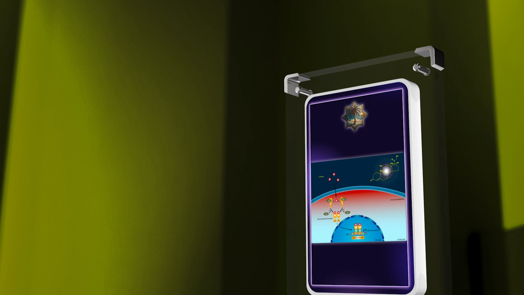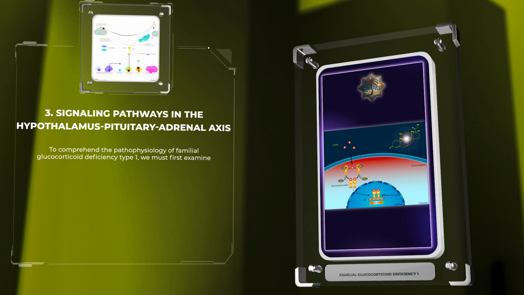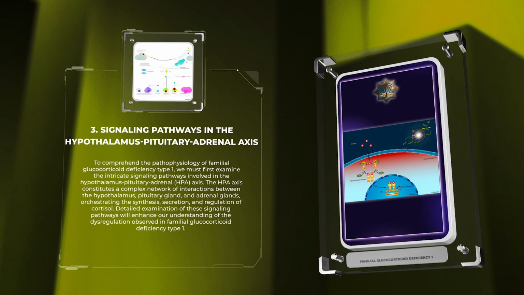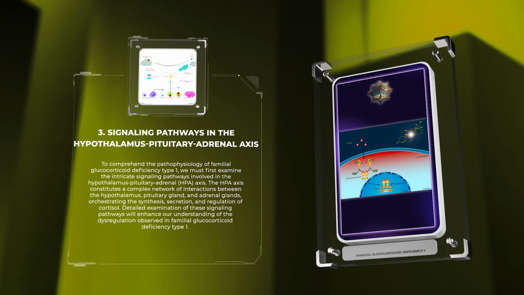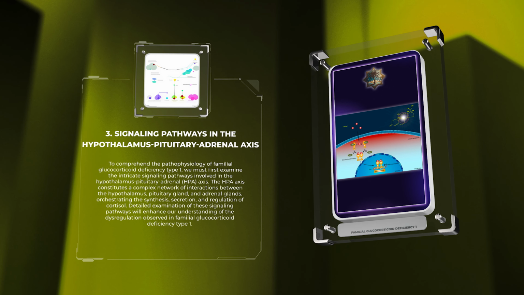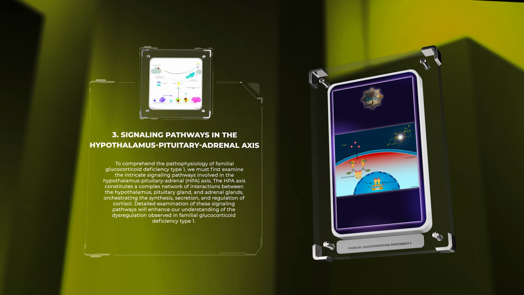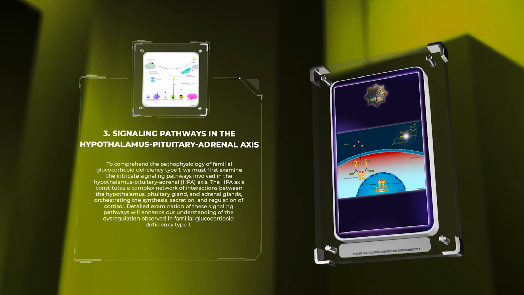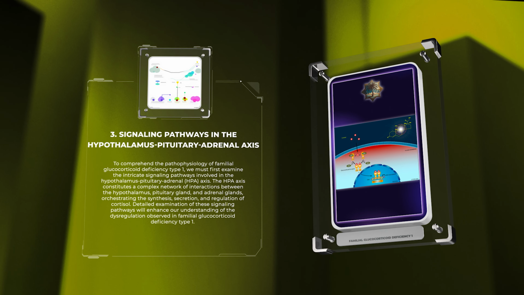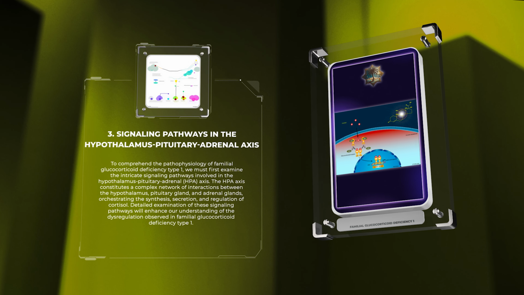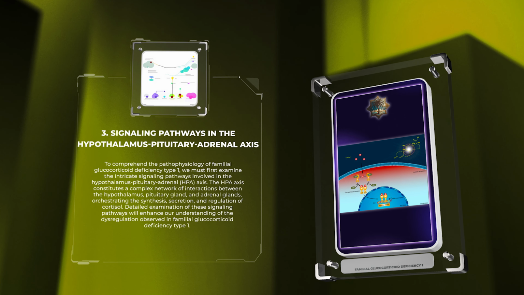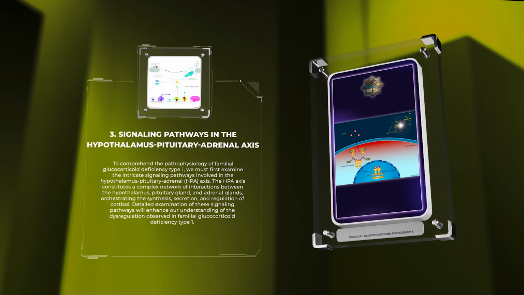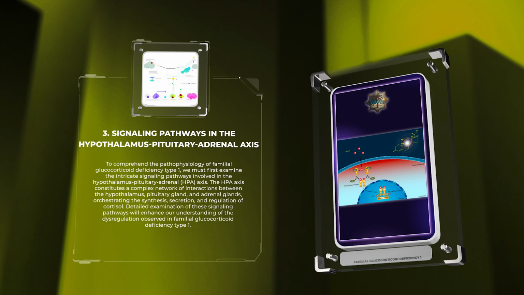To comprehend the pathophysiology of familial glucocorticoid deficiency type 1, we must first examine the intricate signaling pathways involved in the hypothalamus-pituitary-adrenal (HPA) axis. The HPA axis constitutes a complex network of interactions between the hypothalamus, pituitary gland, and adrenal glands, orchestrating the synthesis, secretion, and regulation of cortisol. Detailed examination of these signaling pathways will enhance our understanding of the dysregulation observed in familial glucocorticoid deficiency type 1.